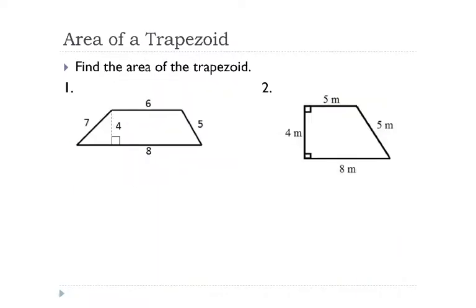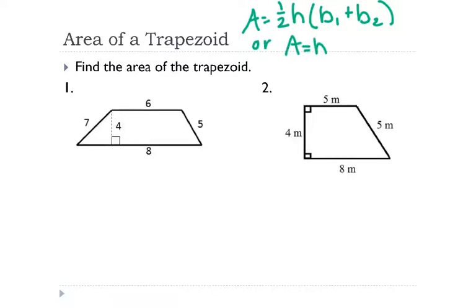So, let's look at an example. Finding the area of the trapezoid. So, area is equal to half the height times the sum of my bases. Or, like I said before, you can do area is equal to height times base sub 1 plus base sub 2, all divided by 2. Now, remember, your height has to come from a perpendicular segment connecting your bases. And remember, your bases are parallel segments.